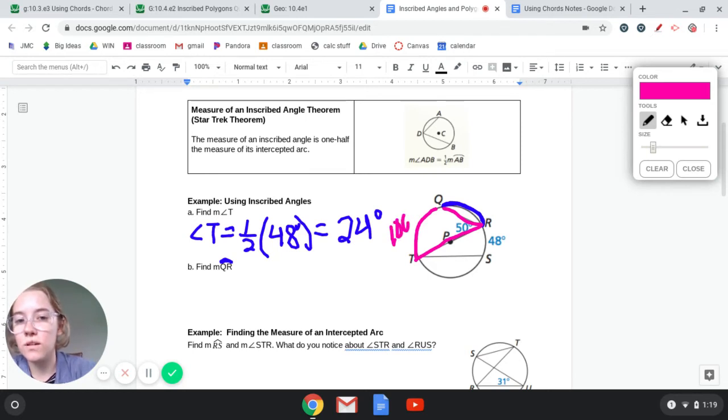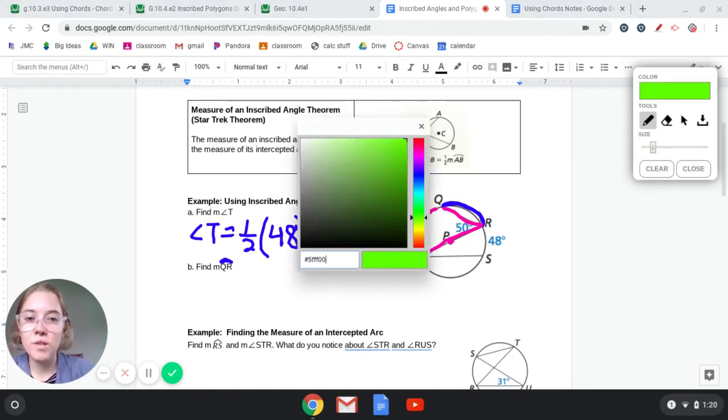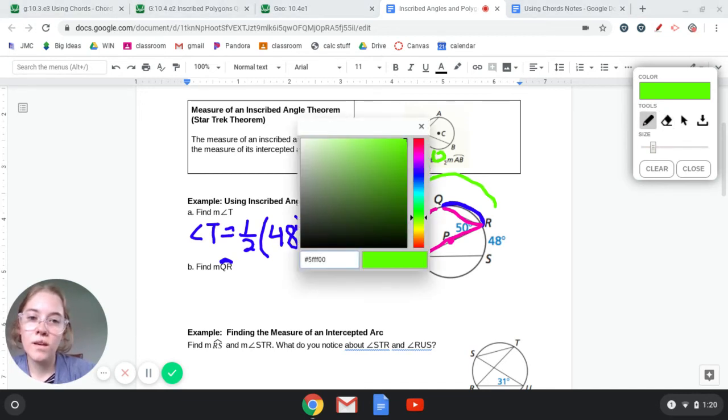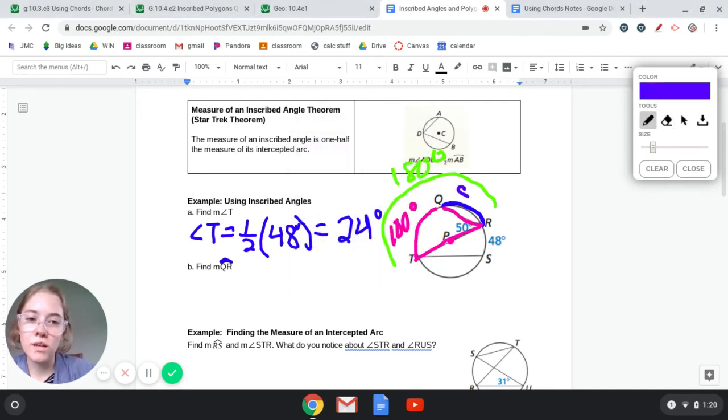Now, notice that this point P is the center, which means TR is a diameter, which means this arc TQR is a semicircle, which means this whole thing, TQR, is 180 degrees. And since TQ is 100, that means QR is 180 minus 100, which is 80 degrees. So the measure of arc QR equals 80 degrees.